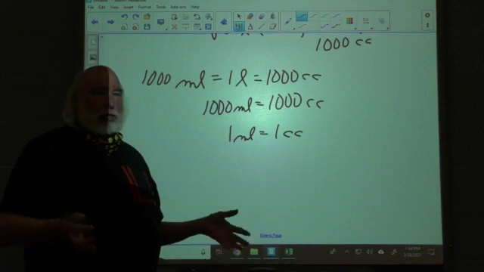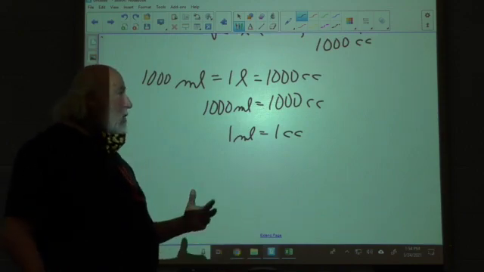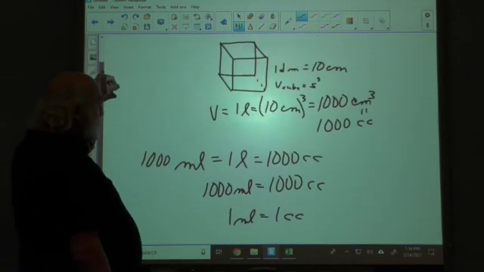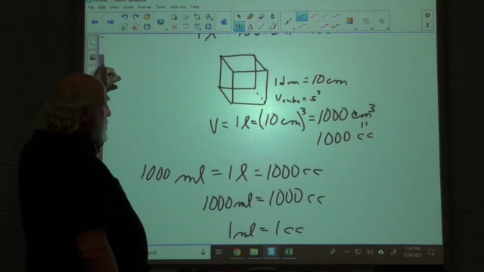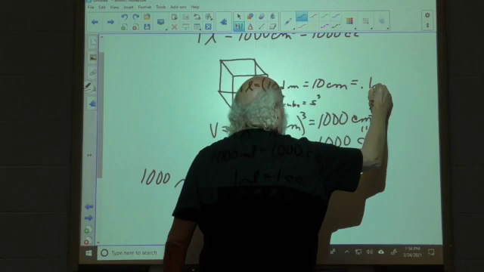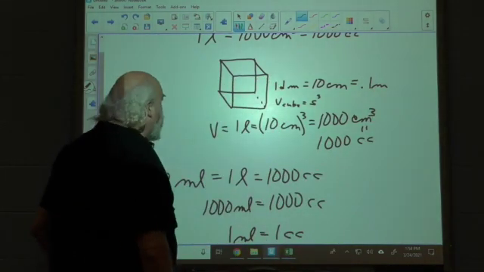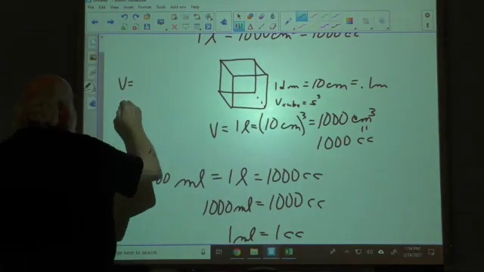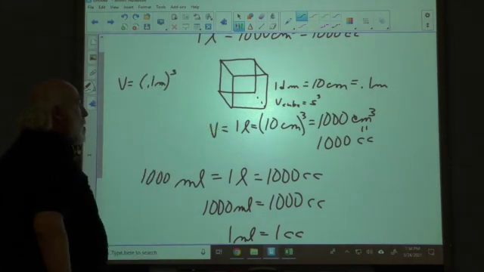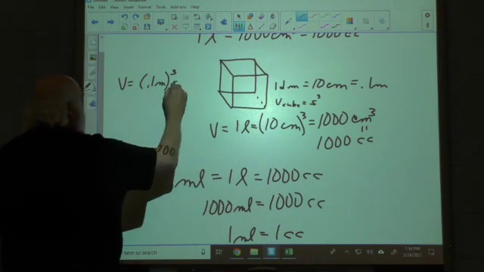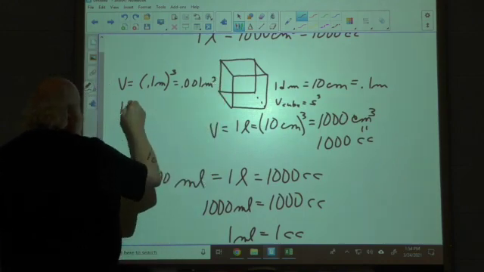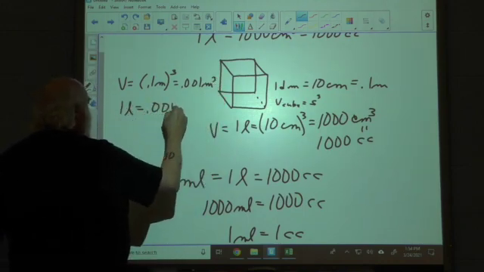We're not going to use cubic inches. We're not going to use cubic feet or anything like that. Now, here's the other important thing about that. 1 decimeter is also 0.1 meters. So the volume of that cube can also be 0.1 meters to the 3rd power, which is 0.001 cubic meters. And we know that 1 liter equals 0.001 cubic meters.